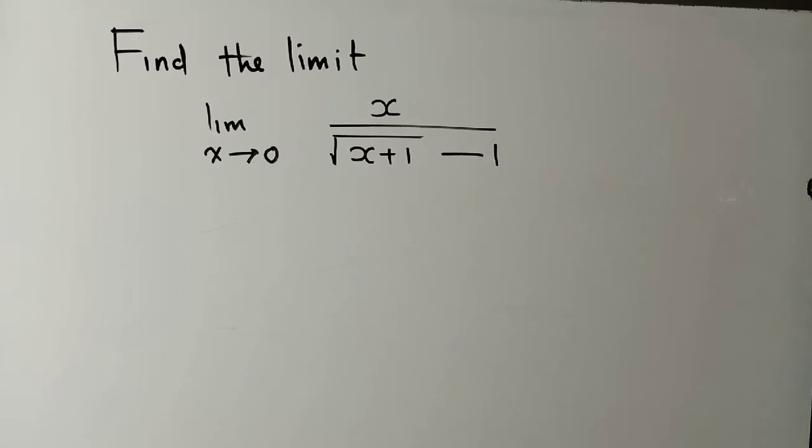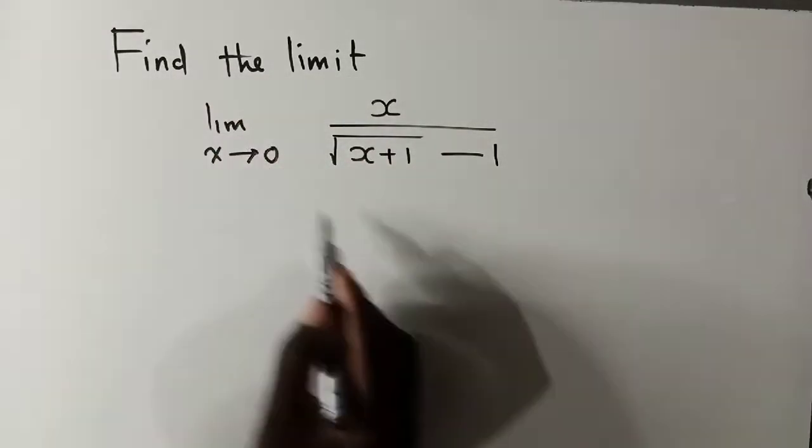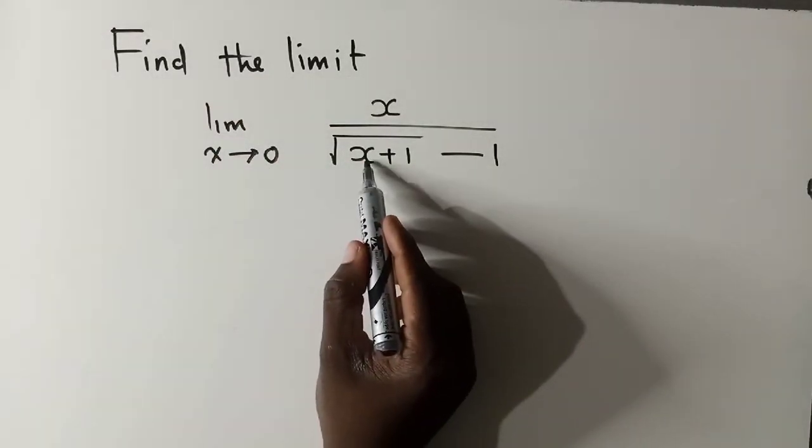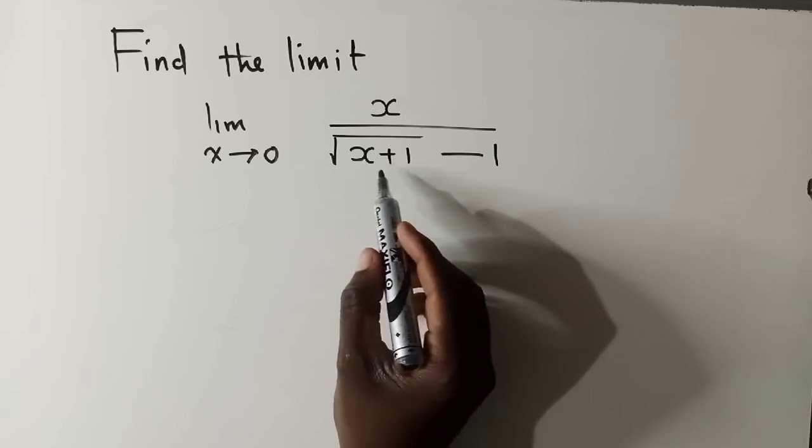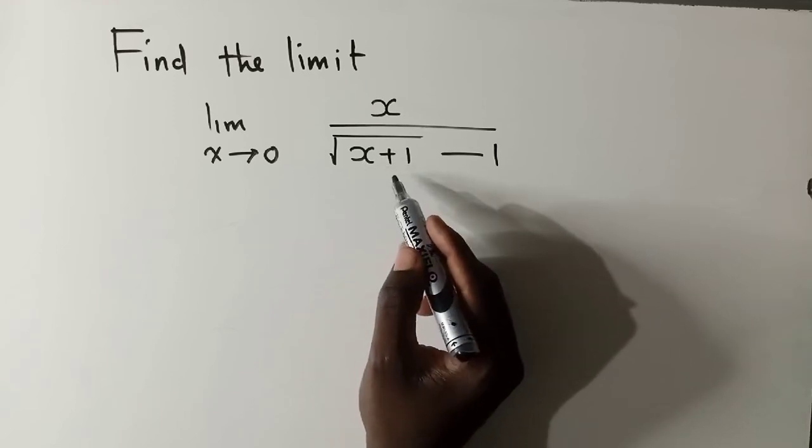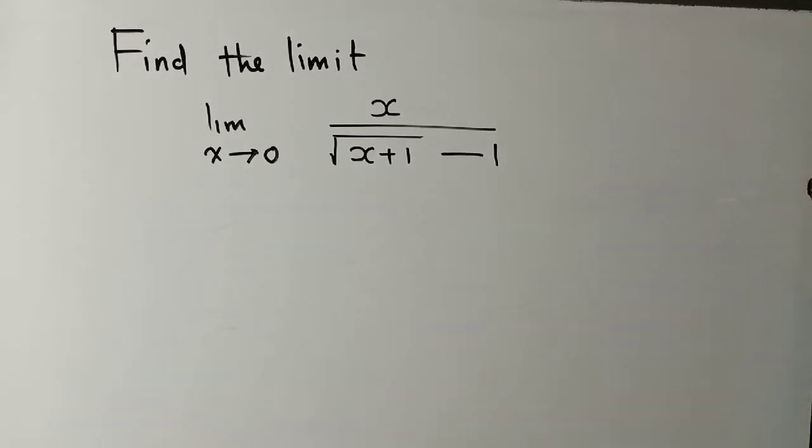Okay, so looking at how the question is, if we put a 0 down here, it will give us a denominator of 0, which is not okay mathematically. It's undefined. You can't have a denominator which is 0. So what you're expected to do here is to rationalize.